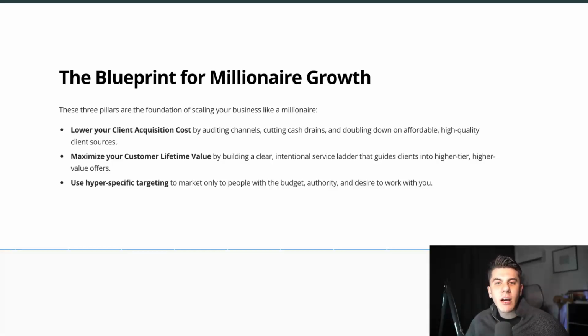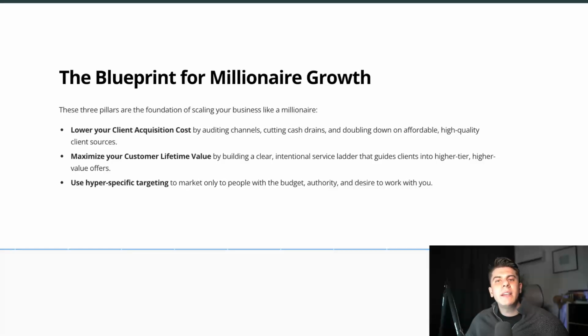and doubling down on the ones that consistently bring in affordable, high quality clients. Second, you maximize your customer lifetime value by building a clear, intentional service ladder, one that naturally guides clients into higher tier, higher value offers over time. And third, you use hyper specific targeting to make sure you're only marketing to the people who actually have the budget, the authority, and the desire to work with you.